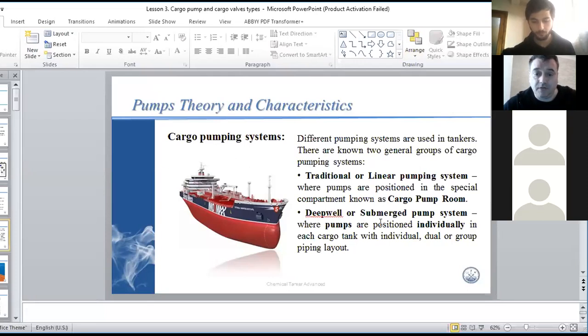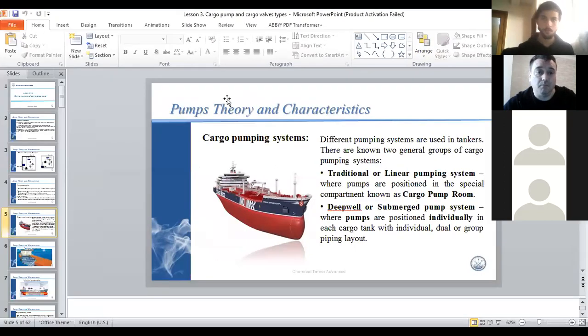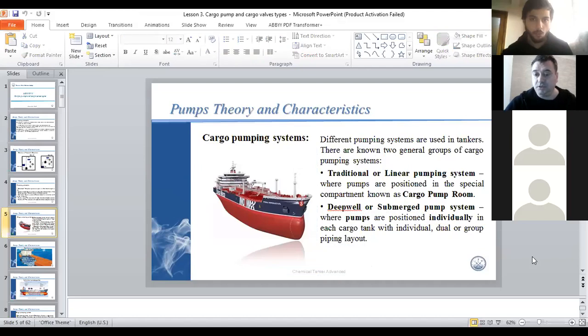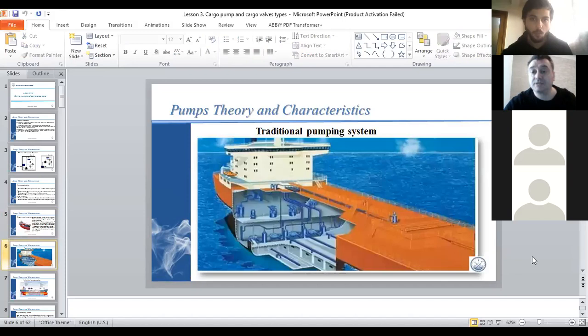Well, what is the deep well or submerged system? That means when you have pumps in every single tank, when you have a tank and the same tank has its own pump, yeah, deep well pump. In this case, you can transfer as many cargo as you have tanks and pumps single to use.